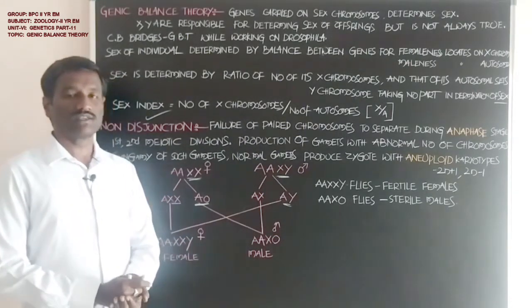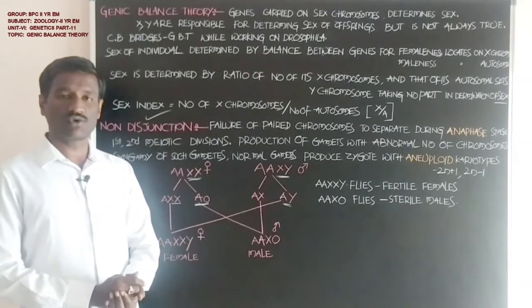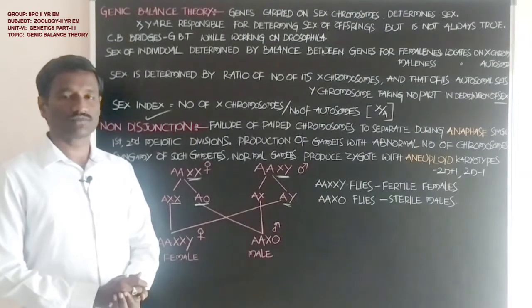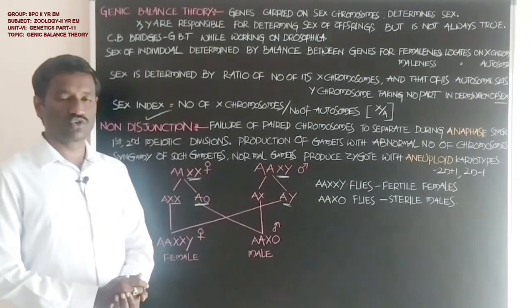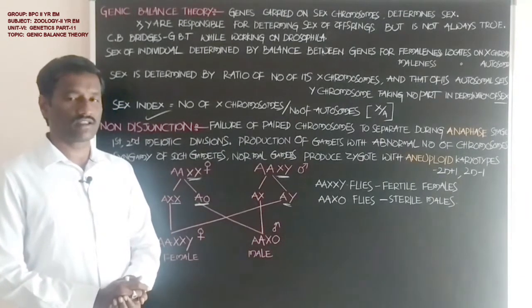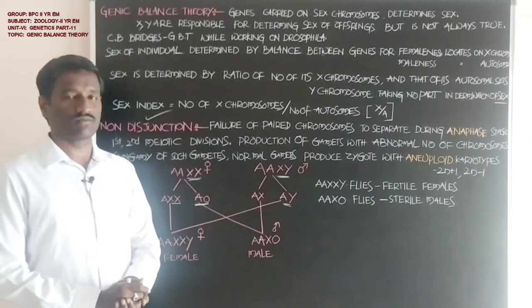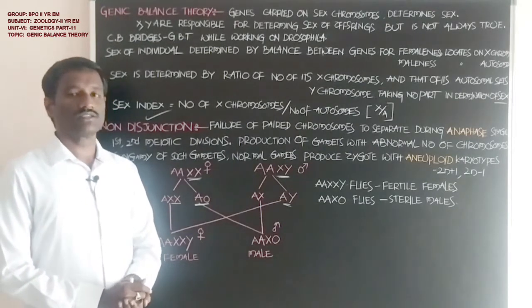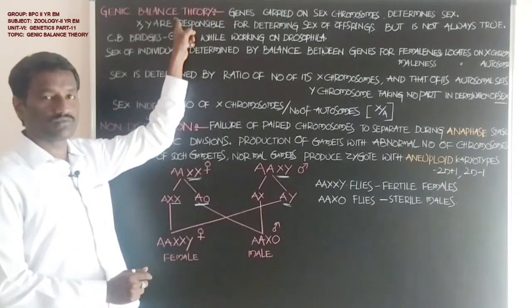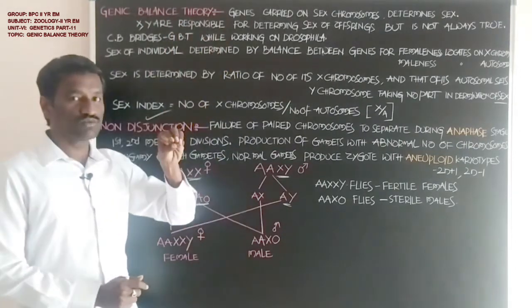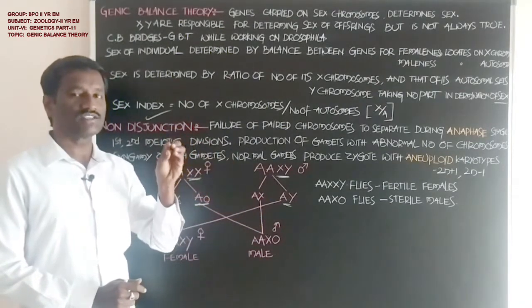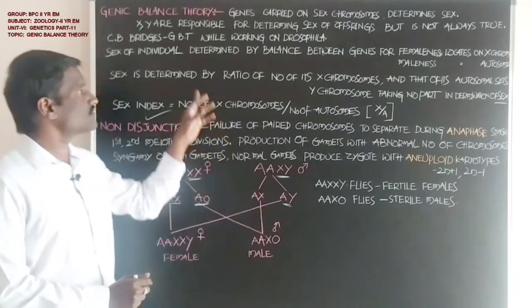Students, this is observed in male heterogamety, which is an example of the XX, XY type of chromosomal sex determination. It is present in human beings and the Drosophila melanogaster fruit fly. But students, by this genic balance theory, it is not always true that sex chromosomes alone determine the sex of the individual.